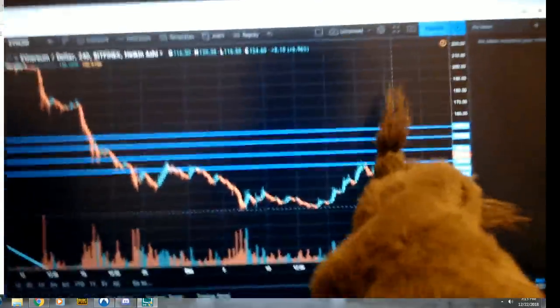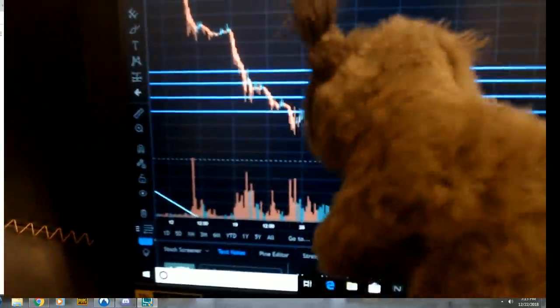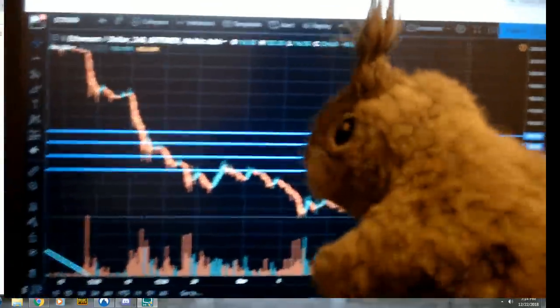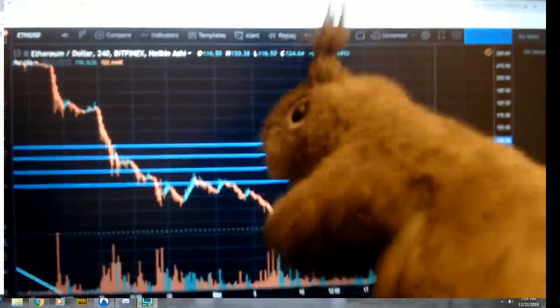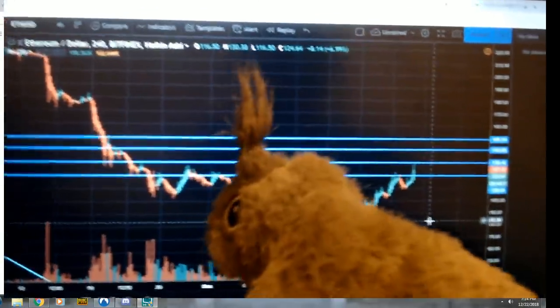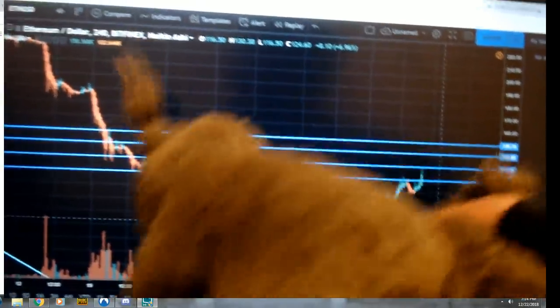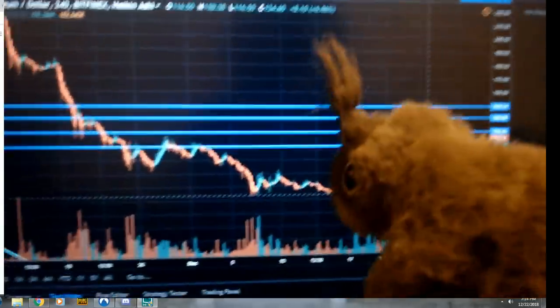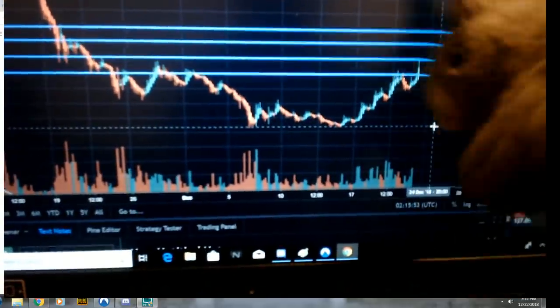Let's go ahead and go to Ethereum. Ethereum, the more we look at it, the less we have any idea of what the hell's going on here. And so really, these lines are all at temporary parts of support. There is no such thing as support in a market like this. There's only resistance, okay? And so if we come up to this point, I have shorts maybe scattered around here.